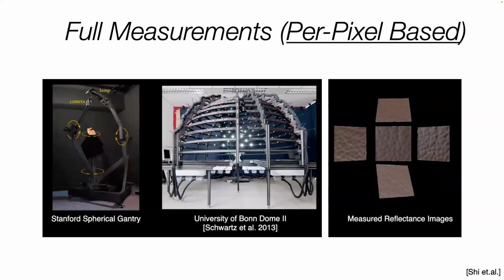So you put something inside, and from both of these full measure per pixel based setups, you get measured reflectance images. Then you apply that to different materials, and depending on how you do it, you also get the microgeometry.